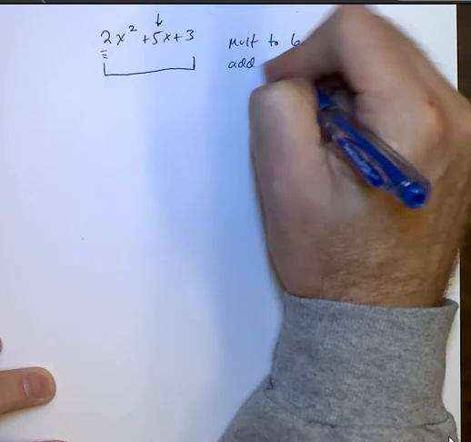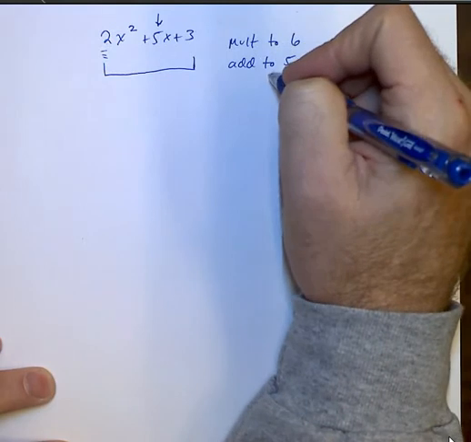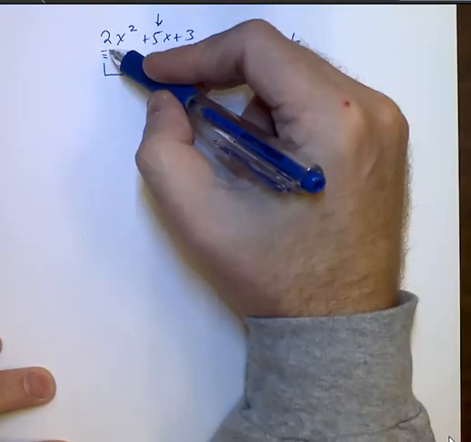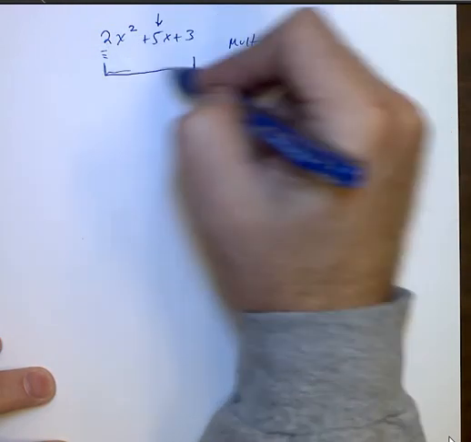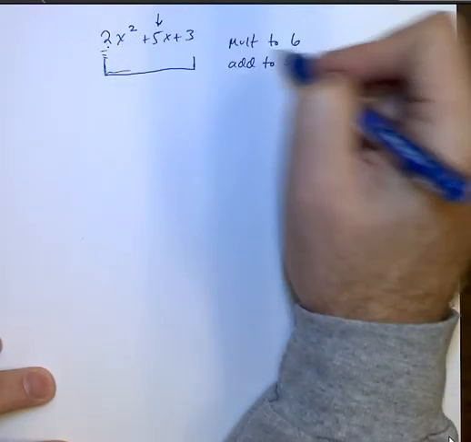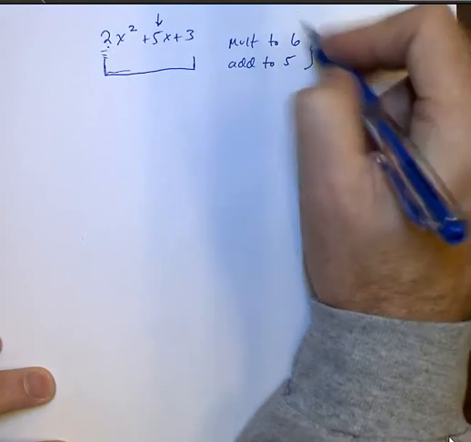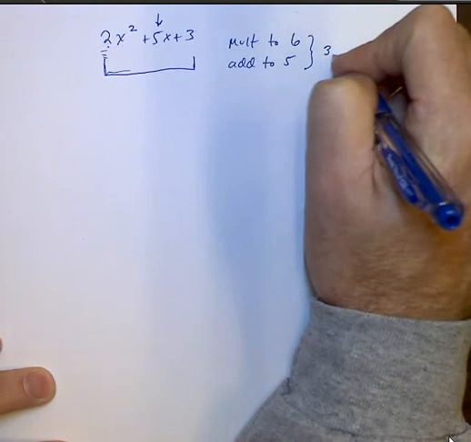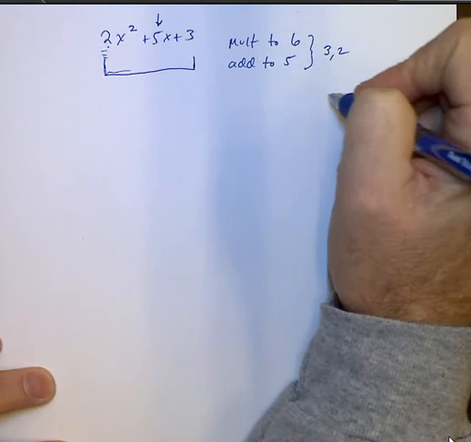Okay? So we still have to find two numbers that multiply to something and add to something, but in this case, when the leading coefficient is not a 1, what you multiply to is the product of the outside terms, 2 times 3. So now we need two numbers that multiply to 6 and add to 5. The two numbers that multiply to 6 and add to 5 are 3 and 2. 3 times 2 is 6. 3 plus 2 is 5. So we found our two numbers.